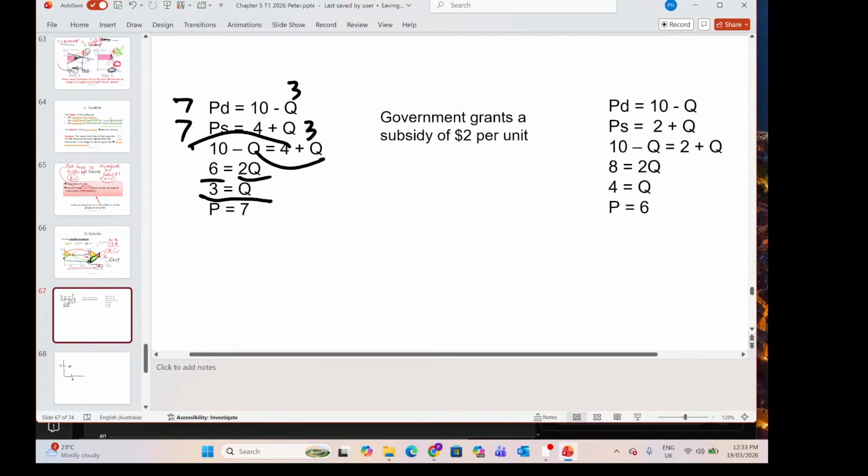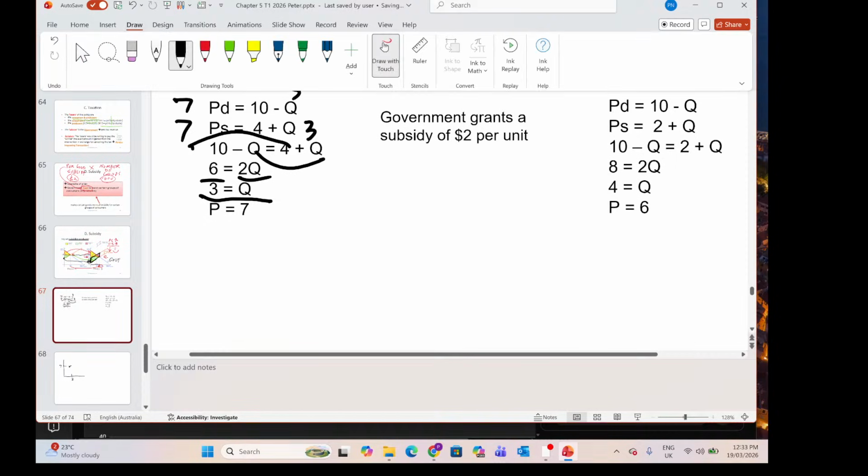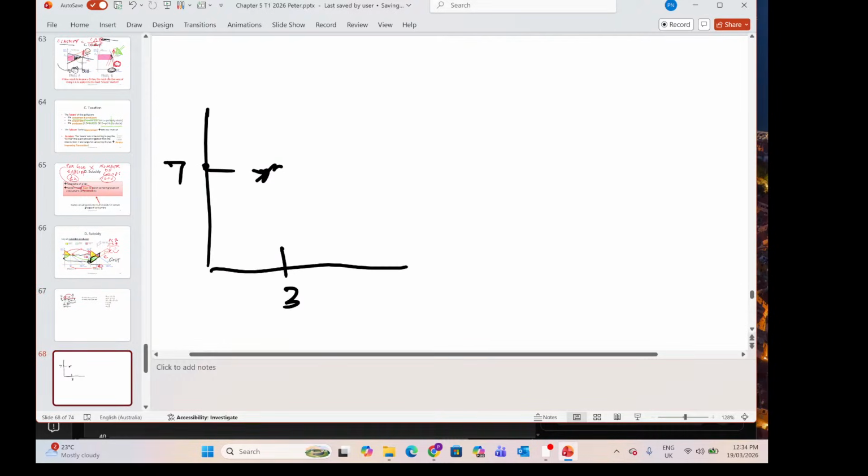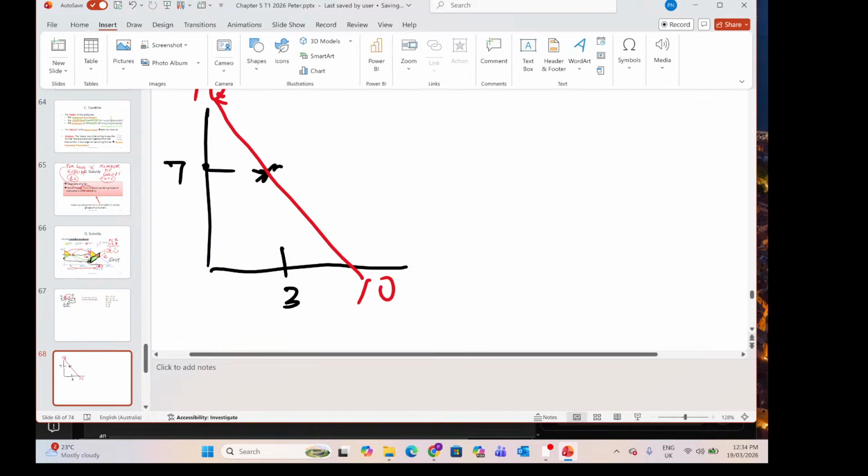Oh, by the way, if we go back to our equation, what does the demand curve look like? The demand curve is going to start at price 10, and on the quantity axis, if we imagine that the price doesn't exist, then the quantity becomes 10 as well. So when I come to drawing this line, my demand curve looks like this. Right, it goes from 10 to 10.